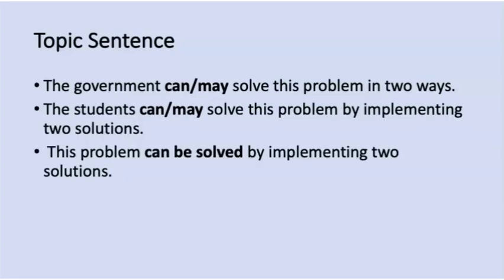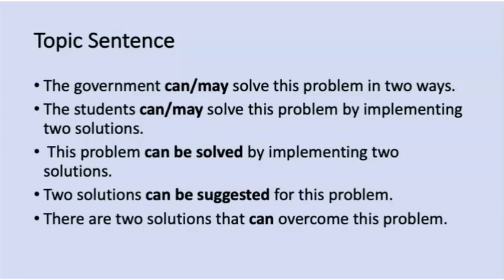In the topic sentence, if you look, you will see in all of these we have a modal. We use a modal verb because we don't want to sound that we are so certain, because we talk about a possible solution. Therefore, we use a modal. You can use can or may, and we can also have a passive structure.